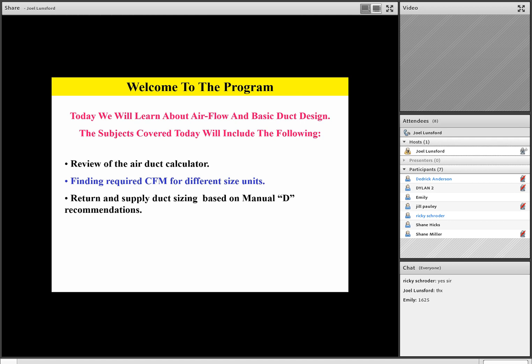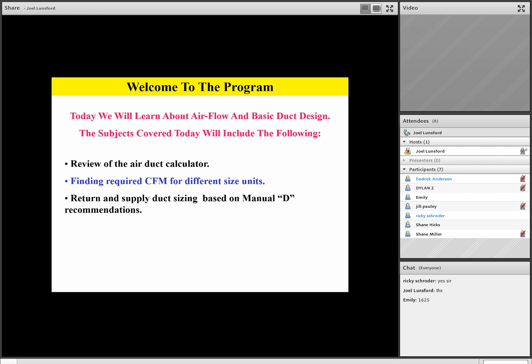We're going to review the air duct calculator. We're going to use it to find required CFM for different size units. And then we're also going to review return and supply duct sizing based on Manual D recommendations. So this is very important, understanding how to use the duct calculator, but also understanding that all of the information we apply to building and designing a duct system needs to comply with Manual D recommendations. So everything we talk about today will be based on Manual D.